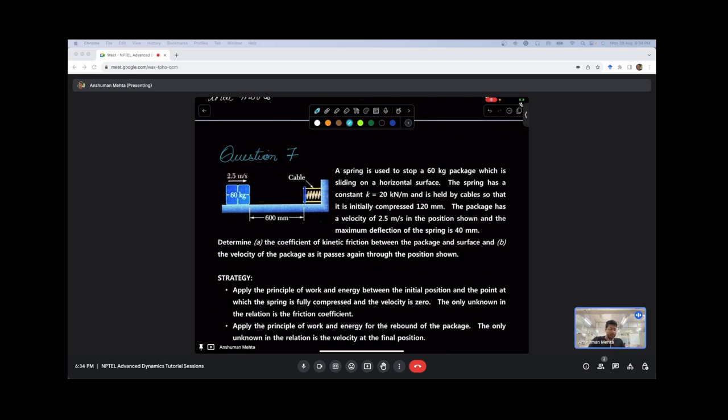and it is held by the cable so that it is initially compressed to 120 mm. Now this package has the velocity of 2.5 meter per second in the position shown, and the maximum deflection of the spring is 40 mm. Now first we have to determine the coefficient of kinetic friction between the package and the surface, and B, we have to find the velocity of the package as it passes again through the position shown.